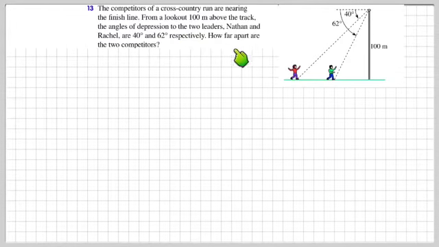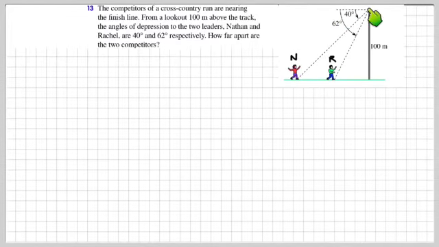Now you better make sure you get each of these right. Which one's Nathan and which one's Rachel? It's the respectively that does it. So it means that Nathan has got an angle of depression of 40 degrees. Rachel has got an angle of depression of 62 degrees. So if you follow that, you can work out which one's which. How far apart are the two competitors? See, 62 degrees is this one here. So therefore, that one must have been Rachel, okay? And the other one with a 40 degree angle of depression, that must have been Nathan.